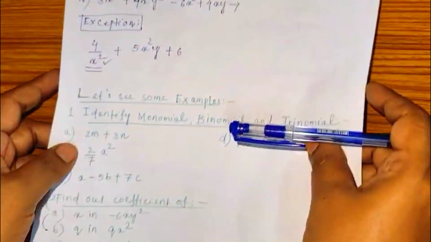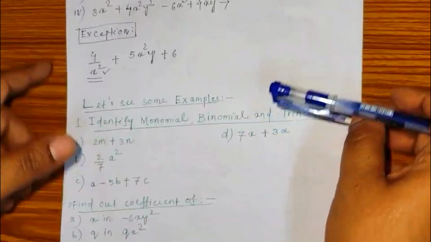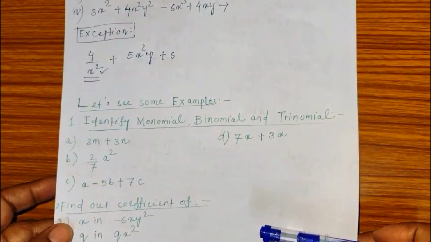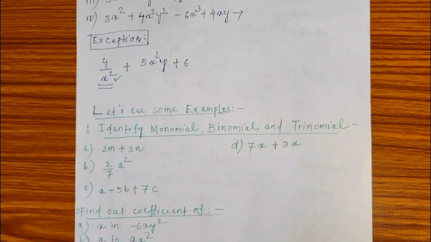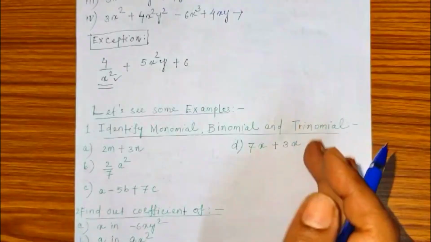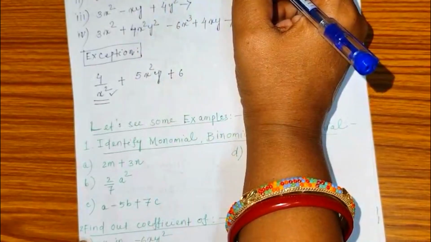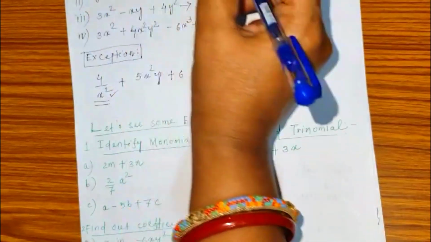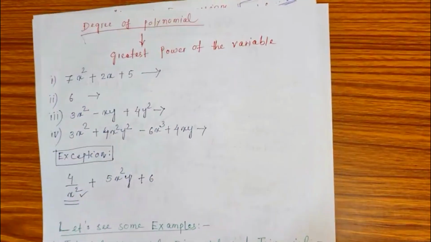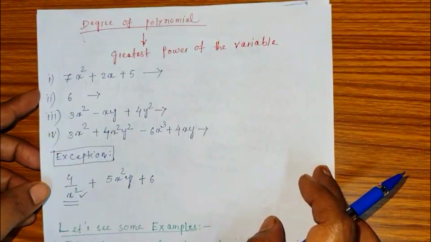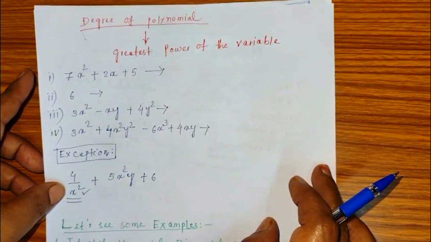Let's see degree of polynomial. This is very important. What is degree of polynomial? This is nothing but our greatest power of the variable. In any mathematical expression, whatever will be the greatest power, that is the degree of the polynomial. Okay, the greatest power of the variable is called the degree of polynomial.